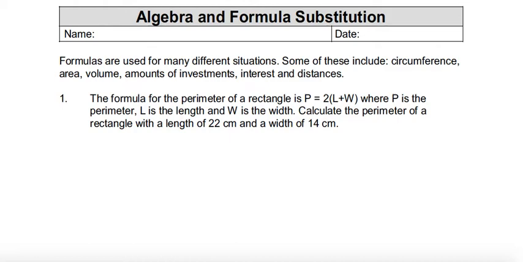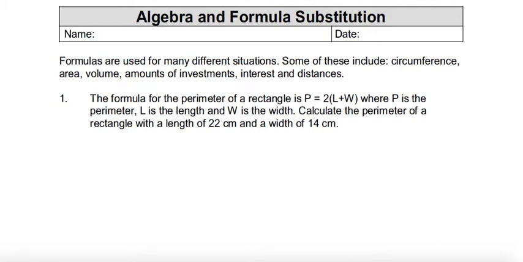Algebra and formula substitution. Formulas are used for many different situations. Some of these include circumference, area, volume, amounts of investments, interest, and distances. Essentially, you've done a version of formula substitution even in our last unit when we looked at perimeter of certain shapes. So this shouldn't seem too confusing for you today. But we're going to take a look at some examples of how we can use formula substitution in some real life examples.